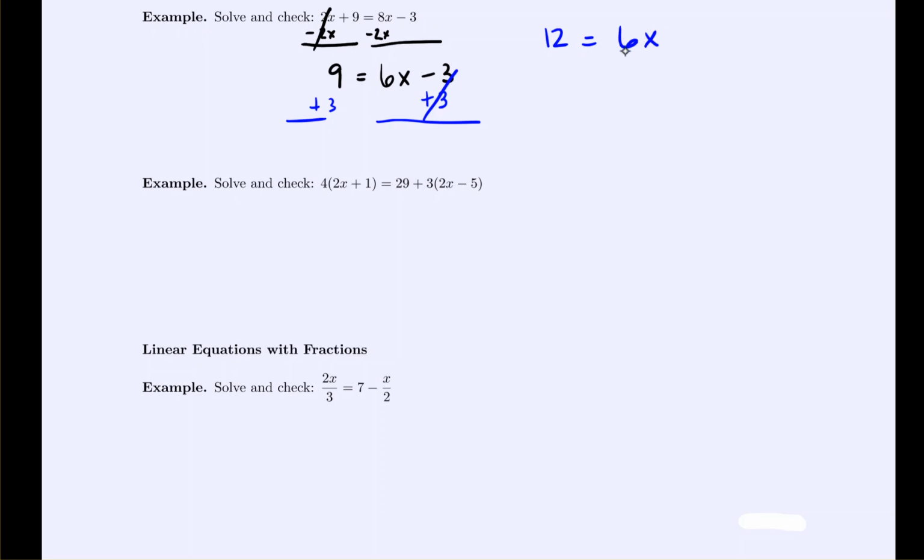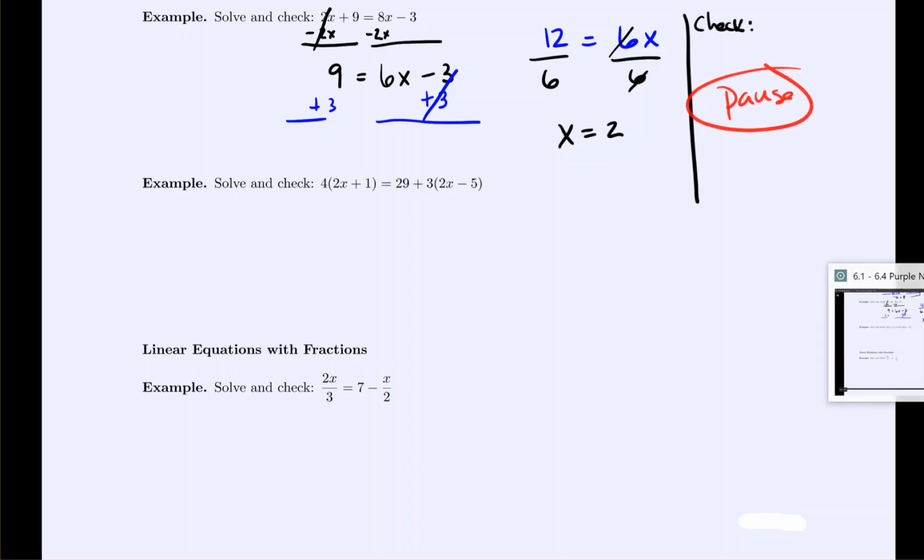6 is currently being multiplied by x, so to move it to the other side, I'll do the opposite, and I'll divide both sides by 6. That cancels it here, and we're just left with x equals 2, or written in the order that we generally prefer, x equals 2 here. Now we'll check our work. Take a moment to check the work. Pause the video and check. Unpause to verify your answer.